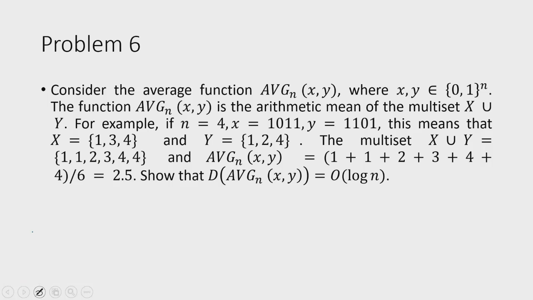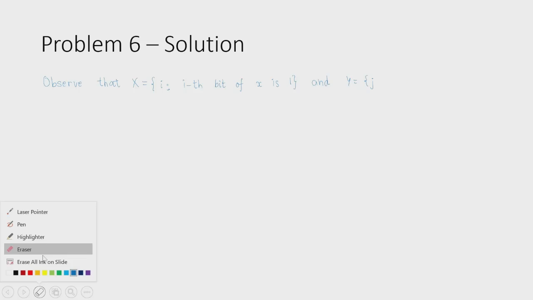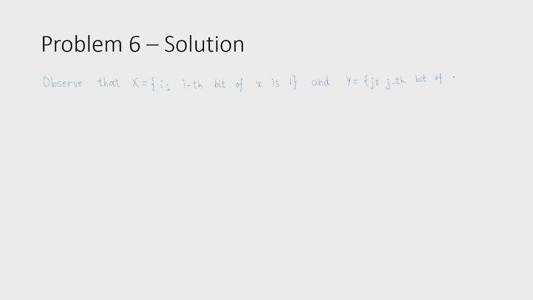So observe the set x, j such that the jth bit of y is 1, right? Is this clear?